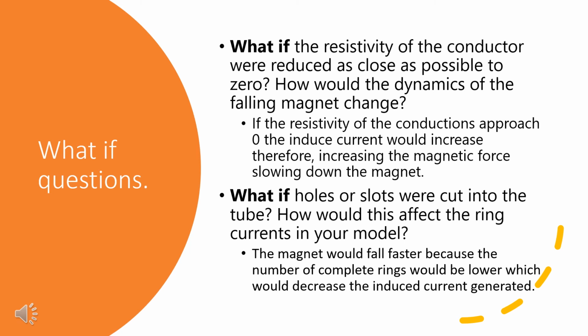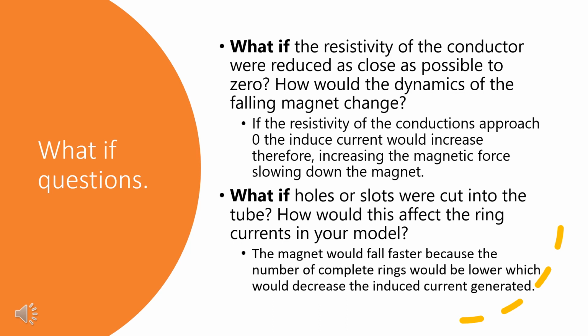What if the resistivity of the conductor was reduced as close as possible to 0? How would the dynamics of the falling magnet change? If the resistivity of the conductors approached zero, the induced current would increase, therefore increasing the magnetic force and slowing down the magnet.